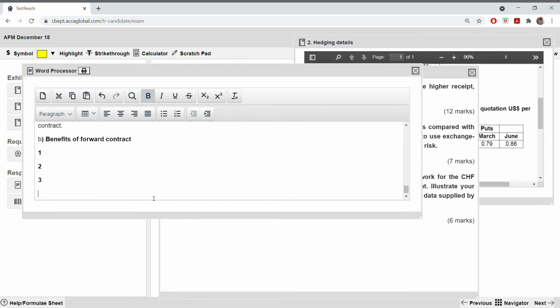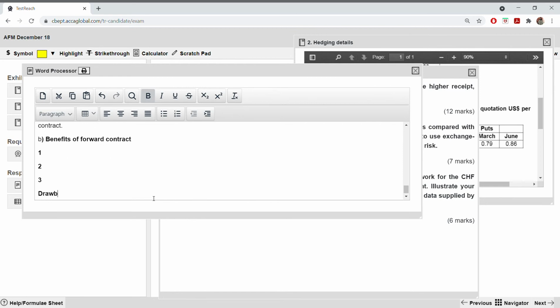So what are some benefits? It does not have premium upfront like options. That is one benefit. It gives a certain receipt and this will help for budgeting. That could be a second benefit. Third benefit could be it is simple to understand. Next, after that you can write drawbacks.